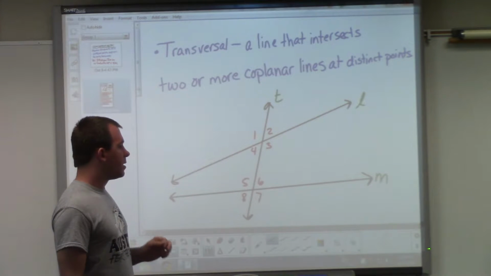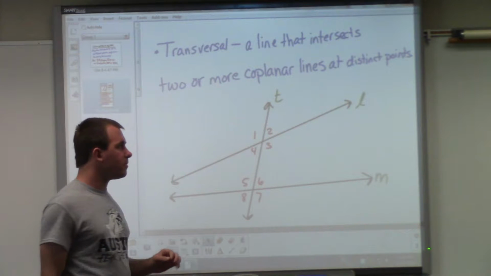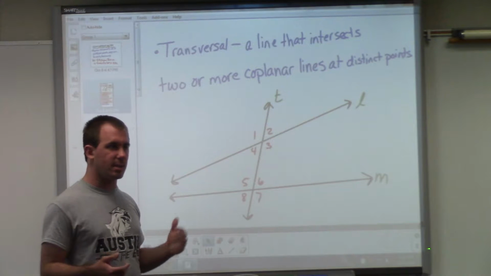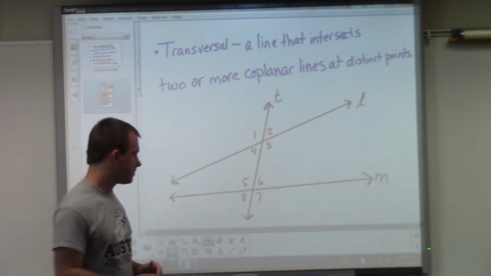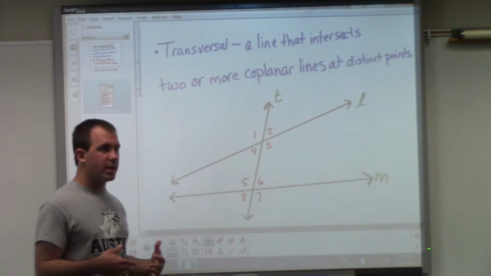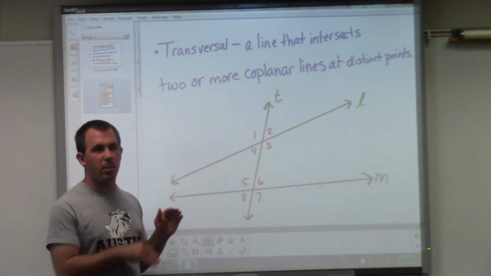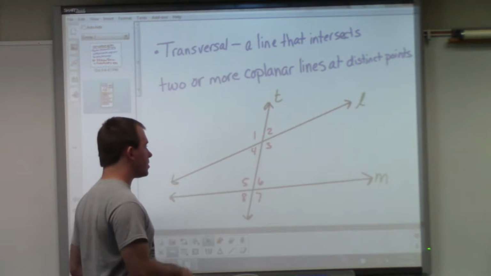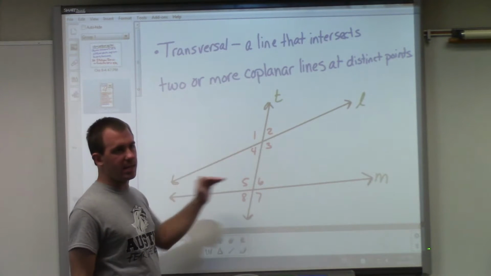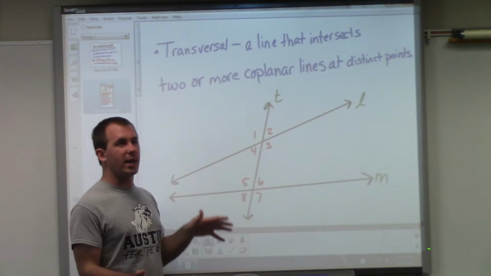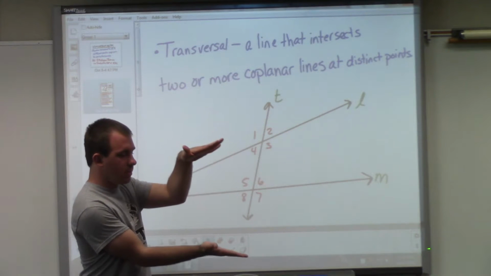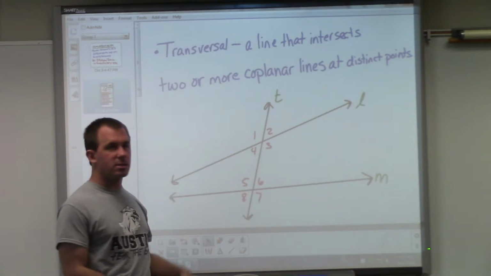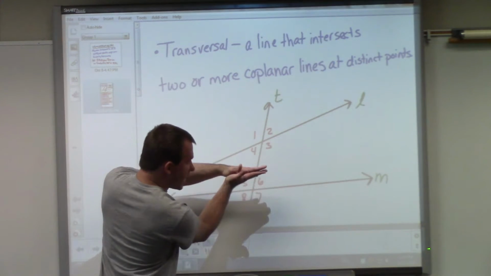Something else we need to take note of is what we call the interior and exterior of these lines, because it's going to be very important. The interior is where you're looking at those 2 coplanar lines, so not the transversal line at all. The 2 coplanar lines L and M. And you're thinking inside of them, like a sandwich. You put stuff inside your sandwich. The interior is inside the sandwich. So the interior of this is inside the sandwich.